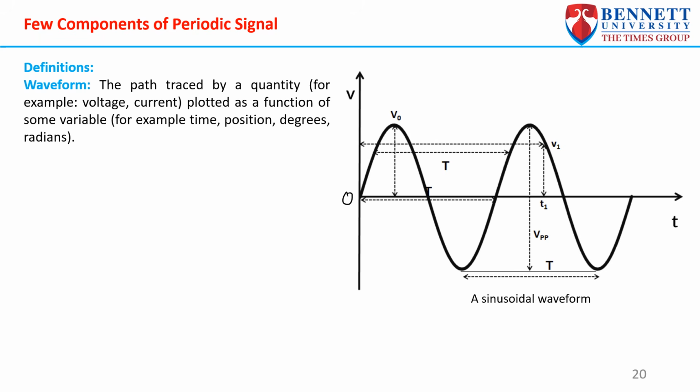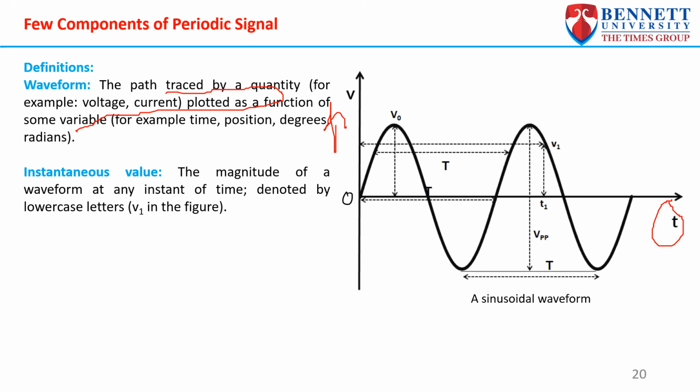And if you see here, this is a waveform, where the path traced by a quantity as a function of some variable is your waveform. Generally in periodic signals, we use time on the x-axis and voltage on the y-axis. Instead of voltage, you can use current. So a waveform will look like this. What is the instantaneous value? It is the magnitude at any instant of time.